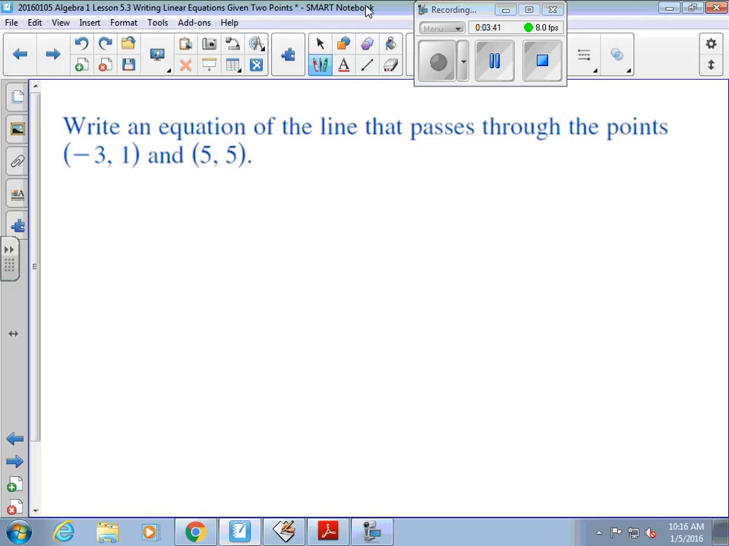On the back, everybody, write an equation of a line that passes through these points. Remember, we're writing it in slope-intercept form. So you need two things. You need a slope, an m, and a y-intercept, a b. So the first thing you need to do right now is find the slope. Take 30 seconds to find the slope.